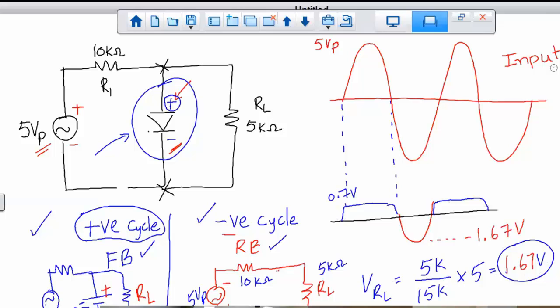When you are on the negative, when you say reverse, which one are you talking about? In the negative cycle, what would be the voltage? Negative 1.67. That's on the negative side, towards this way. On the positive side, it's still going to be 0.7. I'm drawing two cycles.